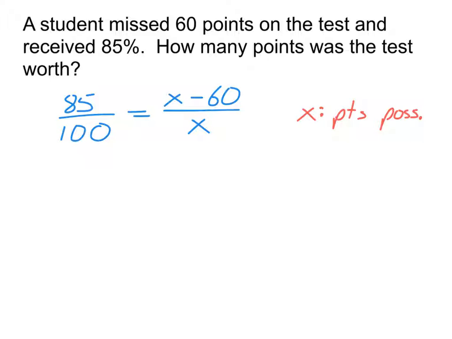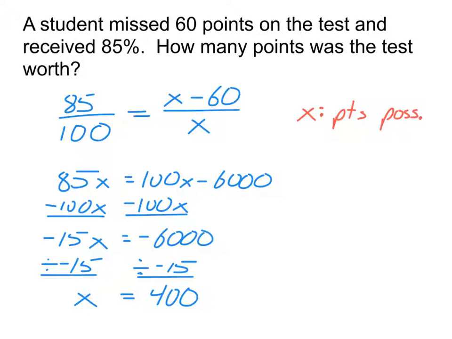And if that throws you off, one of the things that helps you immensely is just writing this over here. Remind yourself what x means, and it's going to help you keep track of that and understand why it's written the way it is. All right, then when we work it out from there, you should find that x equals 400. So the original question, how many points was the test worth? It was worth 400 points.